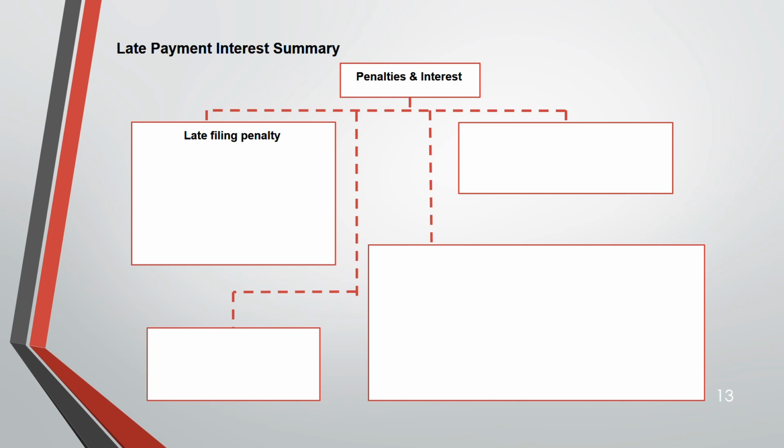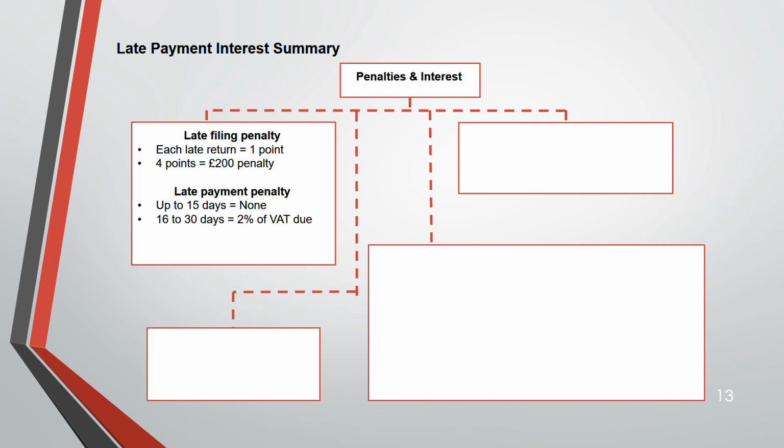Sometimes you will be incurring both. So late filing penalty. Each late return, this each means for each quarter, not monthly or annual. They will always give you quarter, don't worry, 1 point. If it adds up to 4 points, you will get £200 penalty also. Late payment penalty. You have to check whether you are paying the VAT late up to 15 days. If up to 15 days you are late, none. More than 15, that means 16 to 30 days late, 2% of VAT due. More than 30 days, 4% of the VAT plus 4% daily penalty.